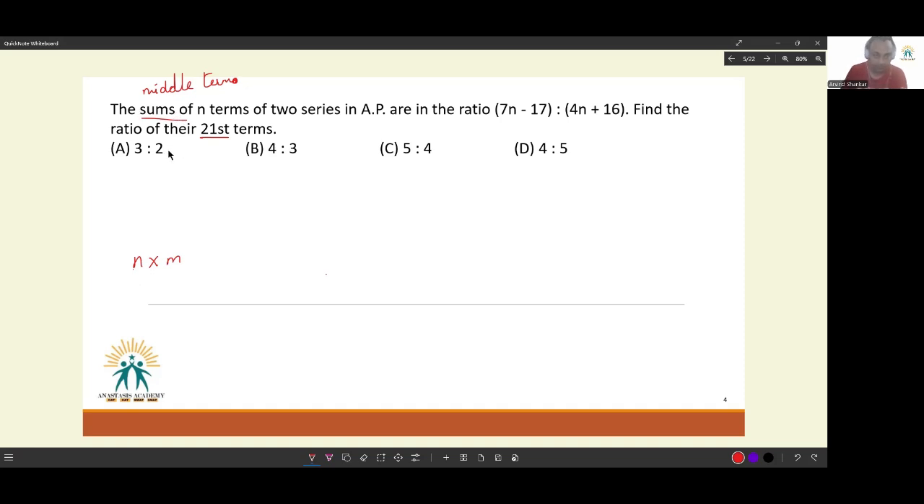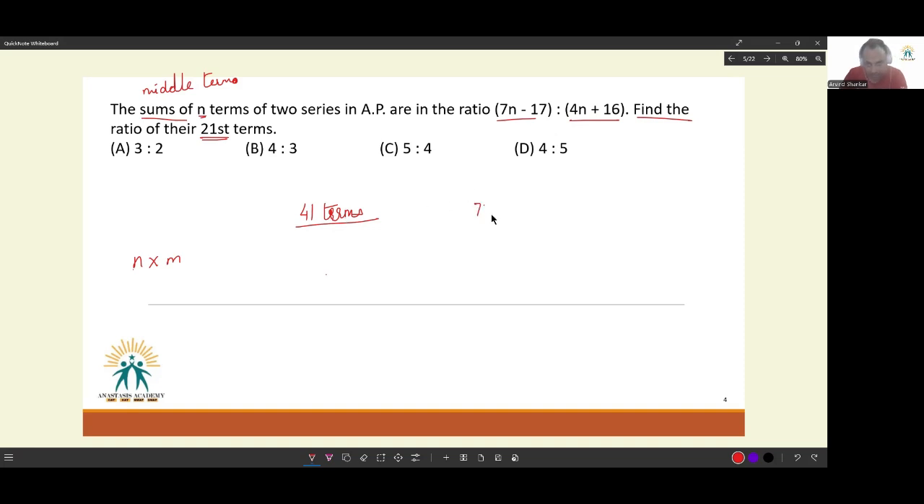Now, finally, what we need is the ratio of their 21st terms, but the ratio given is for the sum. So how can we find the ratio of the 21st terms? If I make the 21st term the middle term, 20 terms are prior to it and 20 terms are after it. So when I'm seeking the sum of 41 terms, the middle term will be the 21st term. Replacing n by 41 in this ratio will do the trick.